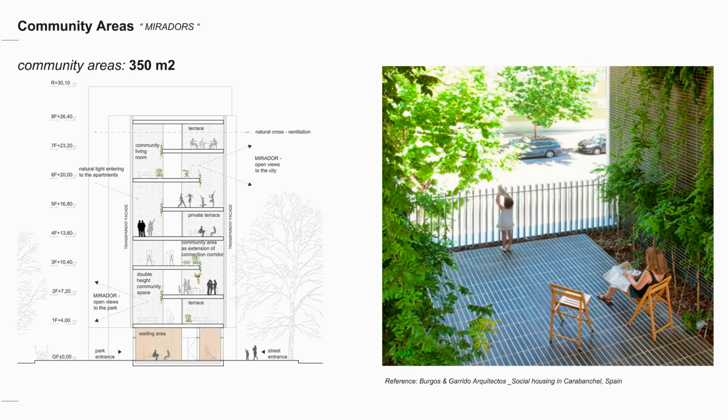Community areas, miradors, are extensions of the connection corridor. They are like little patios, sometimes double-height spaces where people can meet, sit down, take their tea, or just enjoy the view. Miradors function as building windows, viewpoints to the exterior, with a good vertical and cross ventilation and allowing natural light entering in the corridors and apartments.